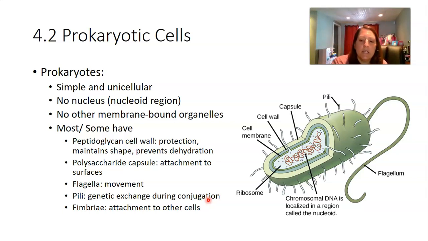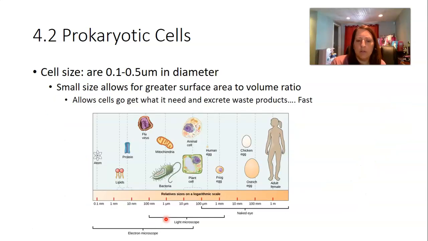Okay, and lastly, some bacteria will have other structures, which I don't think are pictured here, called fimbriae. Those fimbriae are going to be used to attach to other cells. So the capsule will help the organism to attach to surfaces. Fimbriae help attachment to other bacterial cells, or other cells in general. Okay, so again, pretty simple.